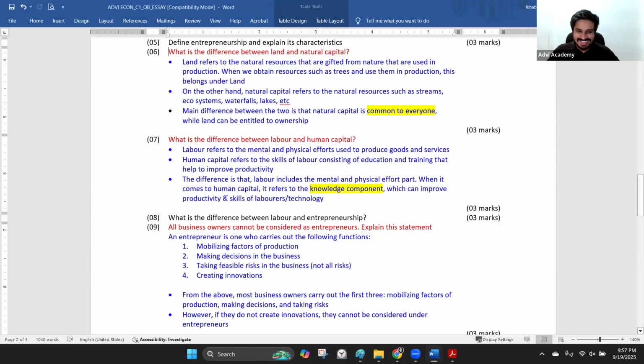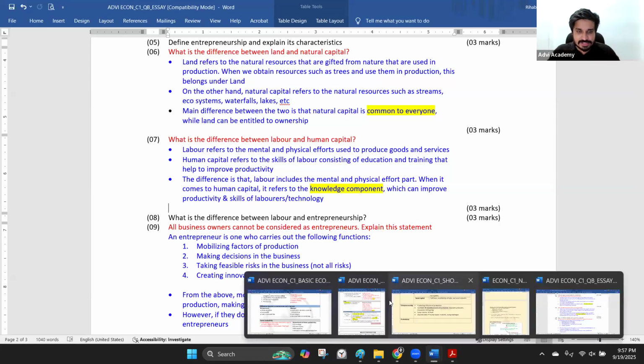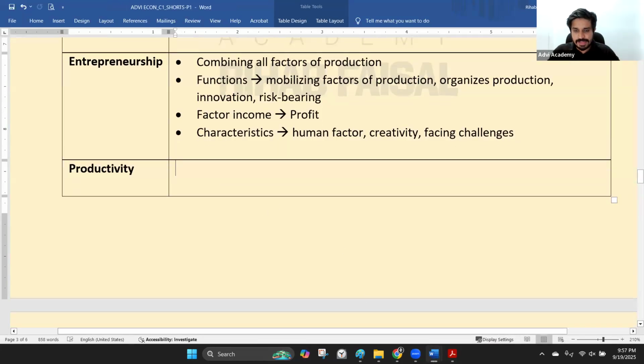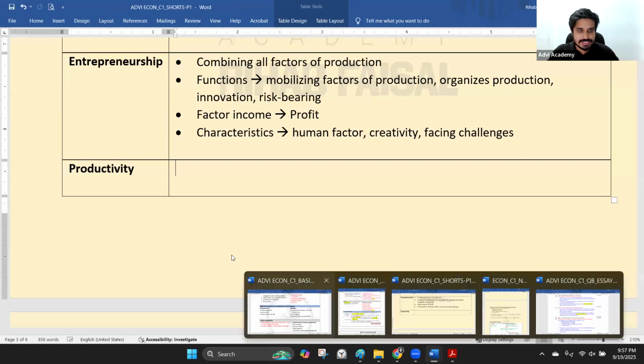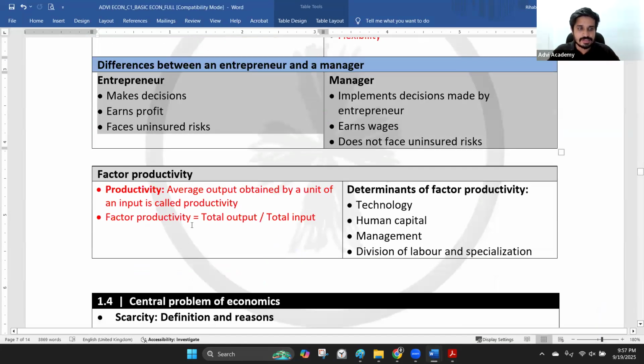Okay. Tiring, no? It is what it is. We'll finish this part. Lastly, productivity. Make up, I will finish it off. Then we are done with this section and then we'll take a short break.